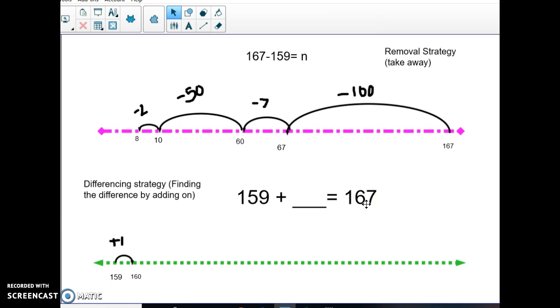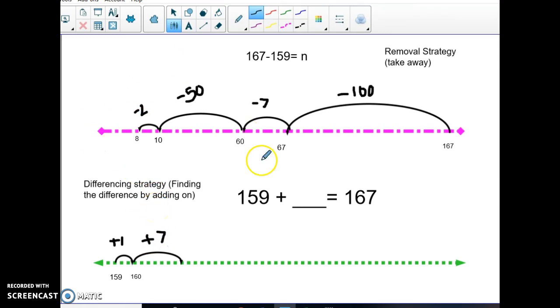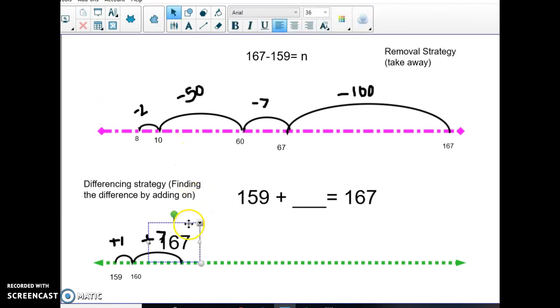Wait a minute, so I know if I add 7 more to 160, it'll give me 167. So I'm going to use my little jump. And then I'm going to write +7. And I'm then going to type, well, I added another 7 to 160, so that gave me 167, which is where we were trying to get to.